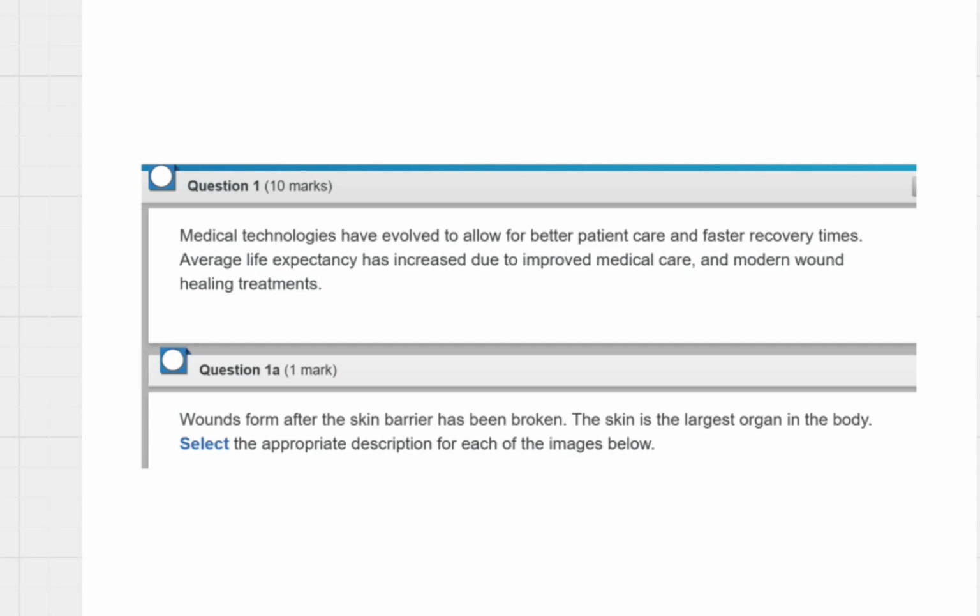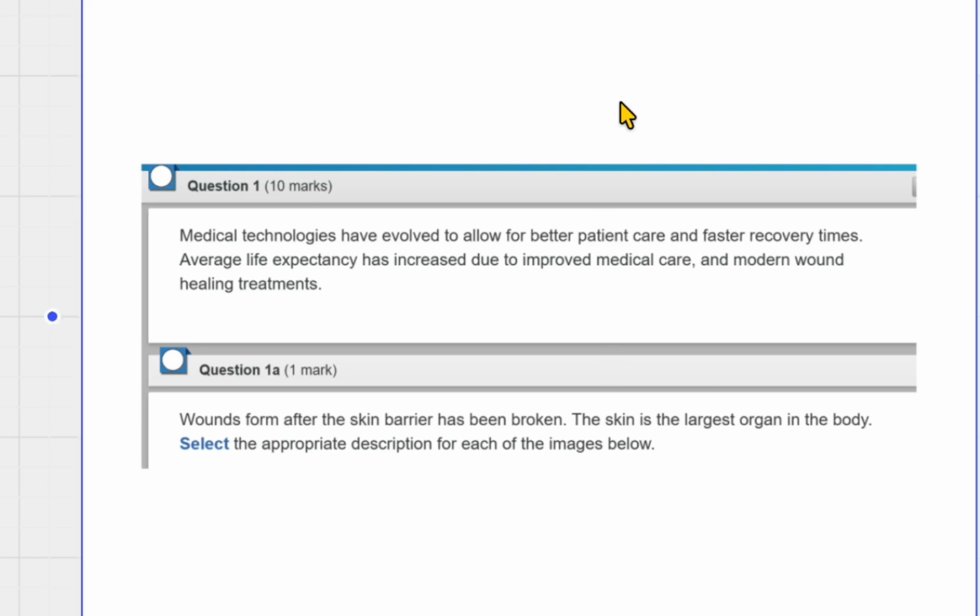Medical technologies have evolved to allow for better patient care and faster recovery times. Average life expectancy has increased due to improved medical care and modern wound healing treatments. Let's read question 1a now. Wounds form after the skin barrier has been broken. The skin is the largest organ in the body. Select the appropriate description for each of the images below.